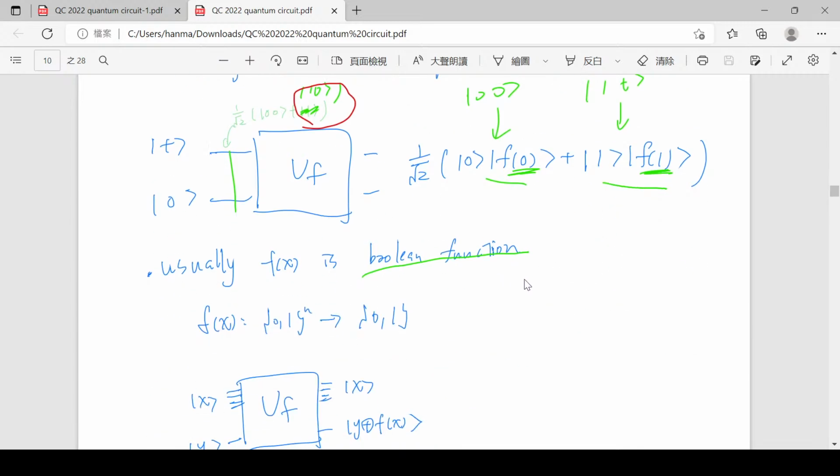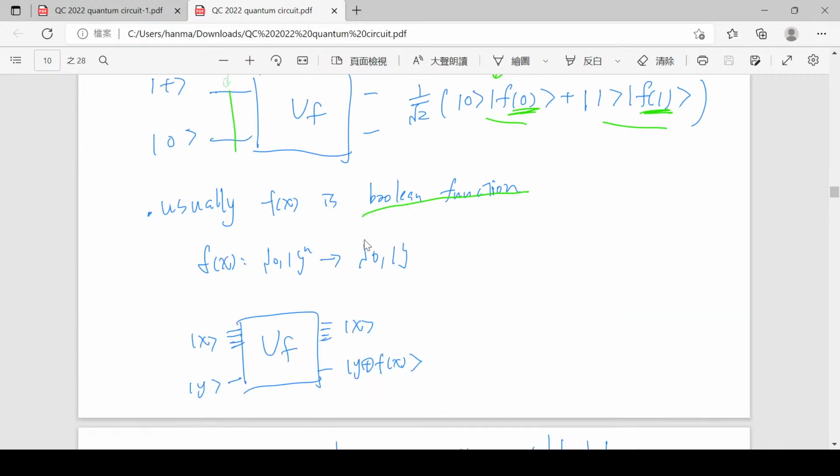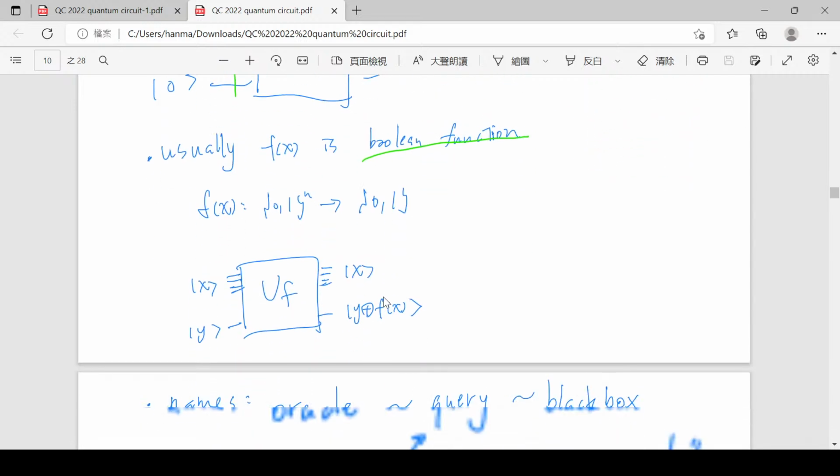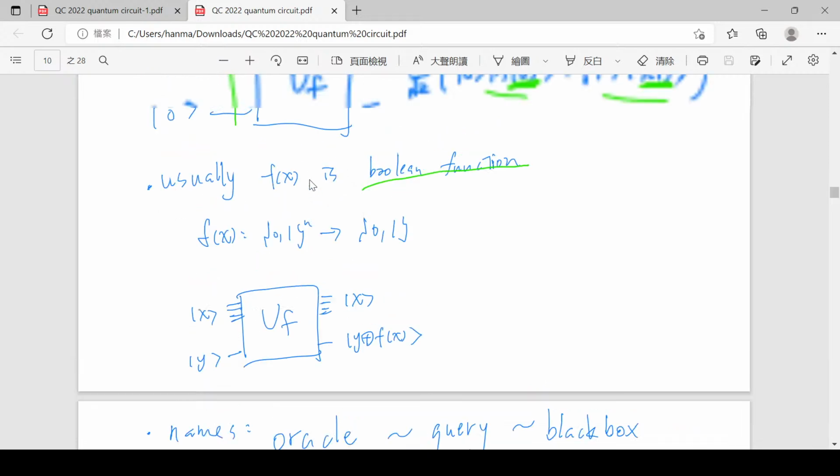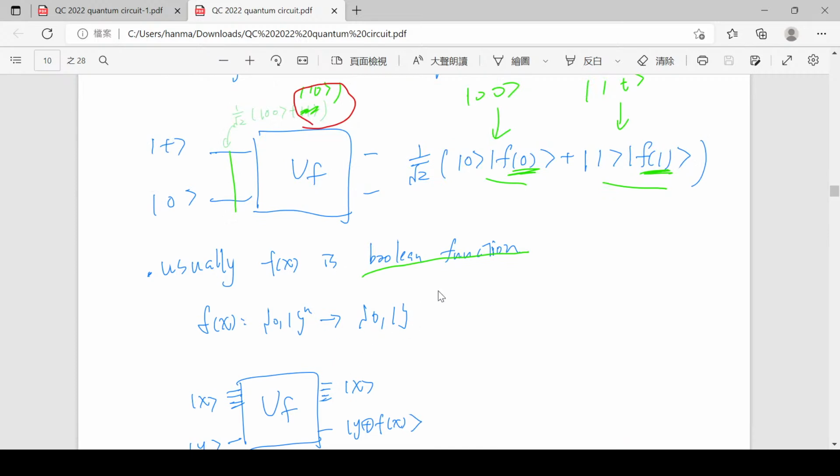Question? Okay. And for now, let's say f of x is a Boolean function, although at the end of the slides you will see some examples of f being non-Boolean. But for simplicity, let's assume f is Boolean now. That means the output register only has 1 bit.